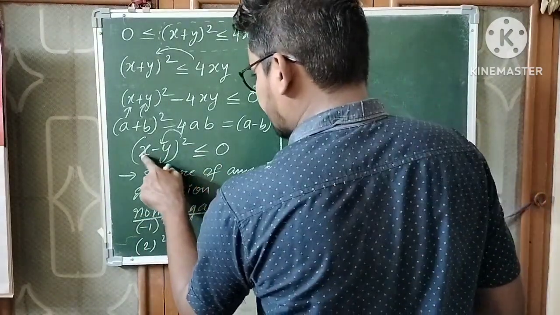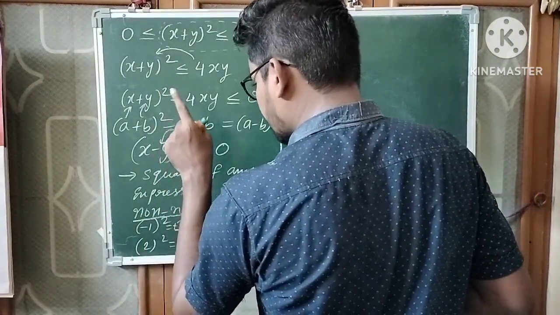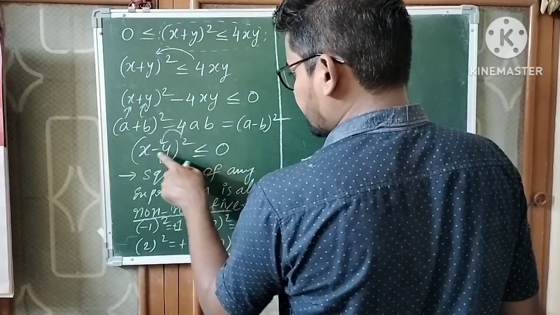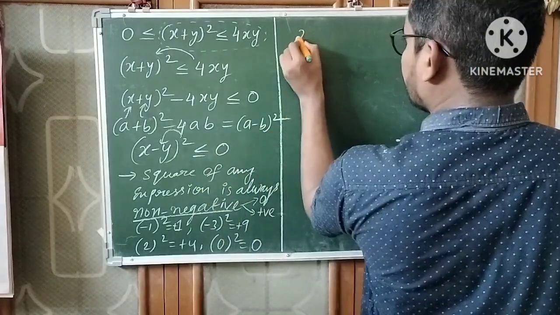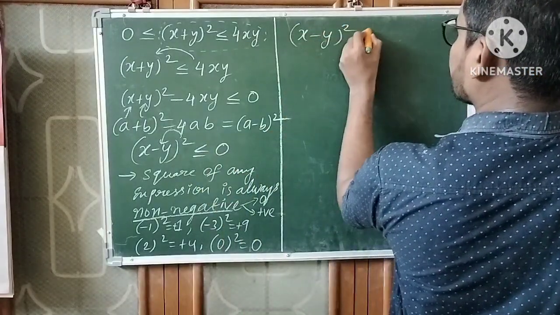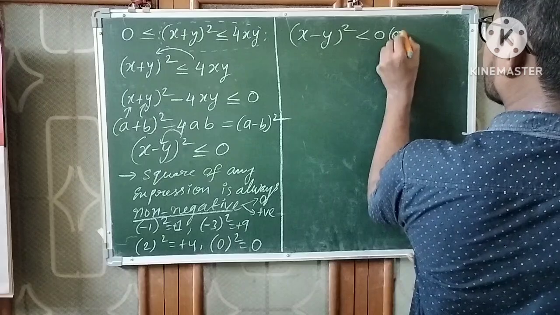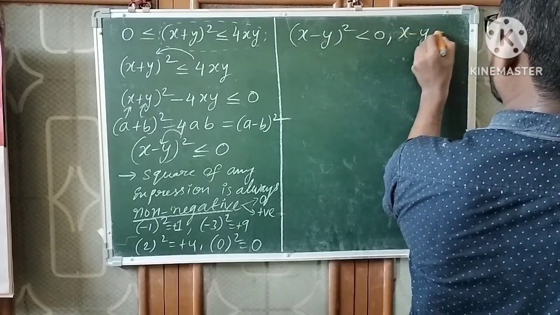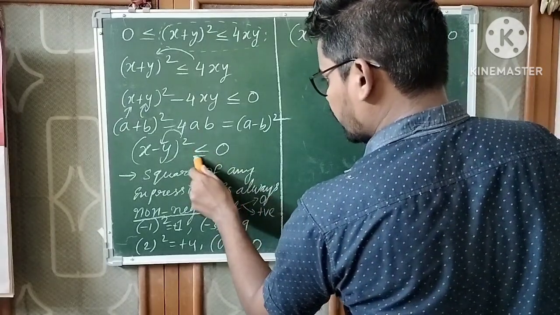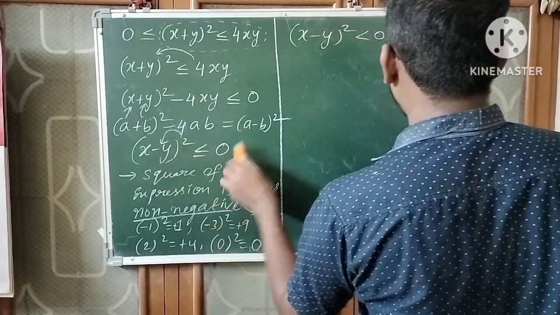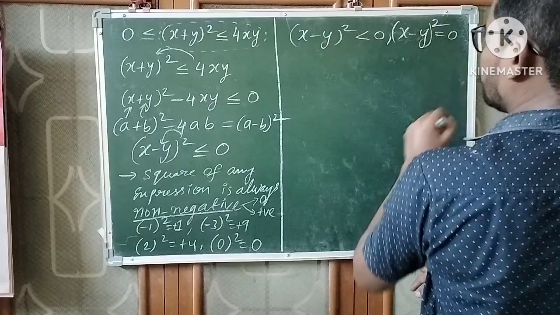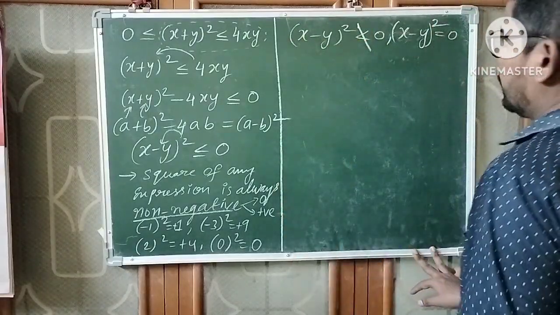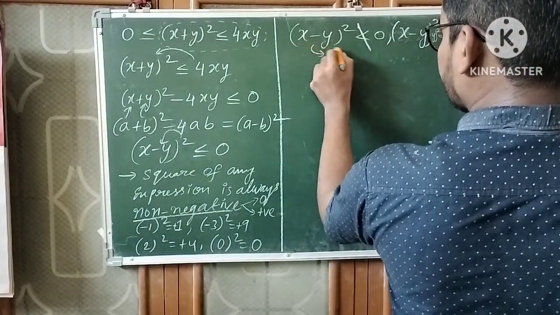So it means x minus y whole square is either 0 or positive. But here what are the cases? x minus y whole square less than 0, or x minus y whole square is equal to 0, less than or equal to 0. But this expression cannot be negative. Now, less than 0 means negative. It cannot be negative.